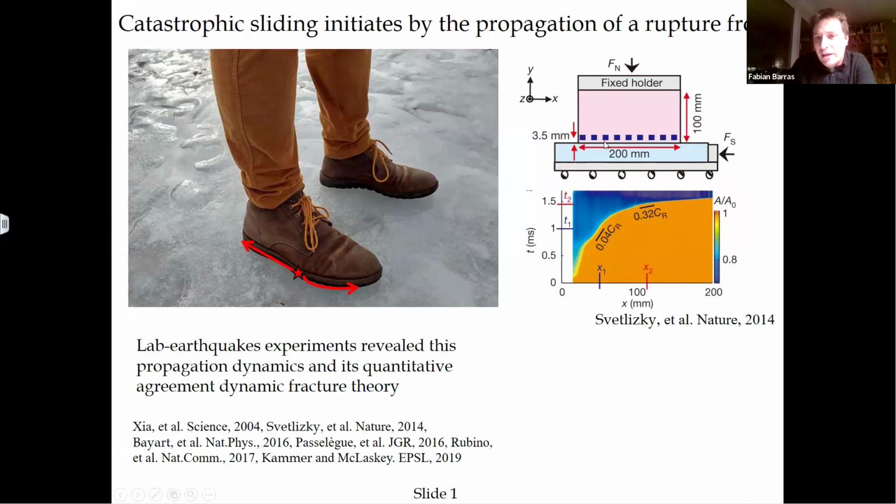And they have been capable, remarkably, using strain gauge measurements also at the interface, to show that this propagation of the rupture front actually agrees quantitatively with the prediction of dynamic fracture theory. So that's a frictional rupture at the scale of the lab or of the shoes.